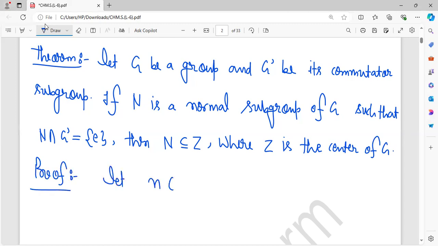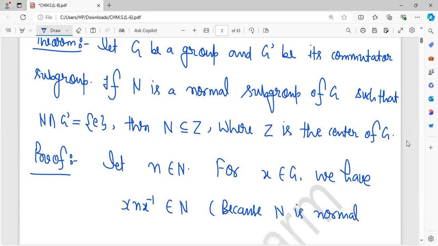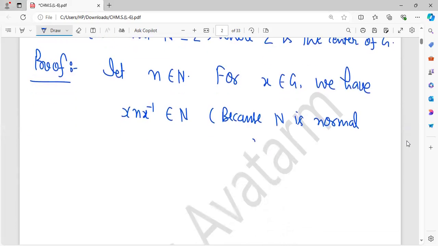Let n belong to N. For x belongs to G, we have x and x inverse n belongs to N because N is a normal subgroup of G. So this follows from the normal property of a normal subgroup of G. Okay.